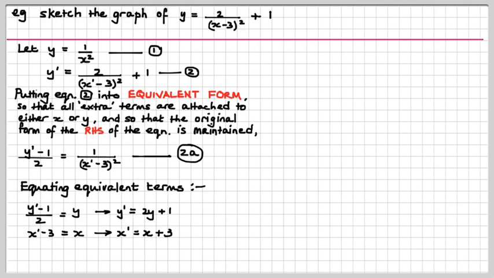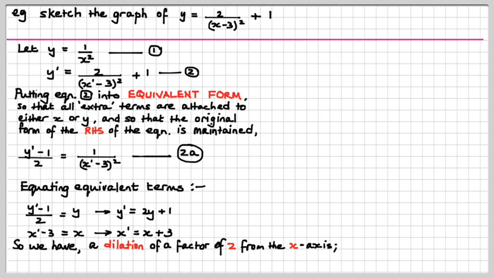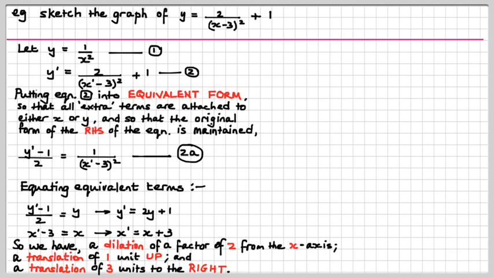It looks to me like we've got a dilation of a factor of 2 from the x-axis, a translation of 1 unit up, and a translation of 3 units across, compared to the original truncus. So that would make sense. Yes, that's right: dilation factor of 2 from the x-axis, translation of 1 unit up, translation of 3 units to the right.